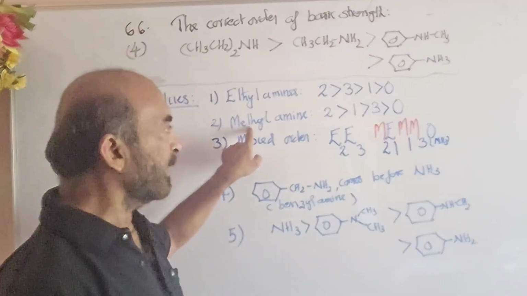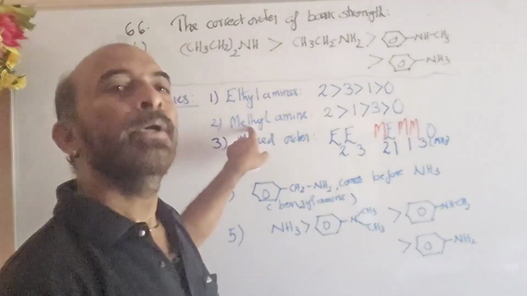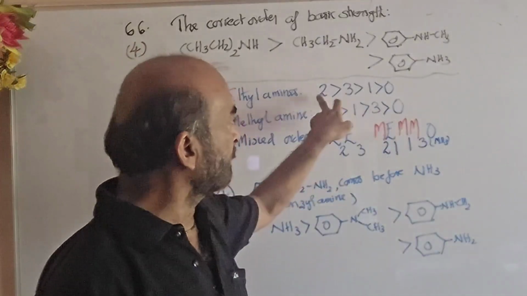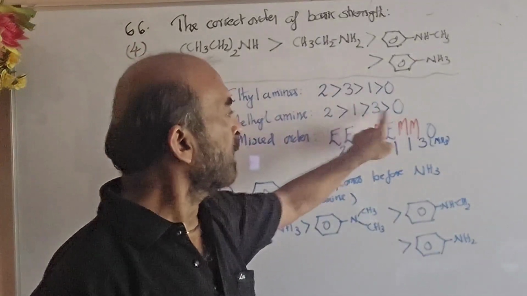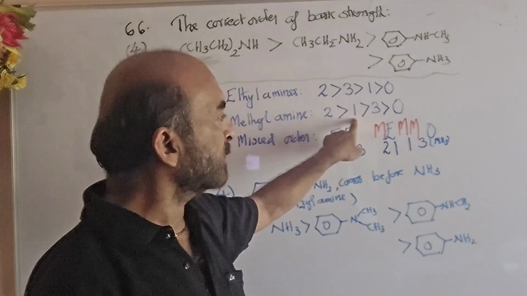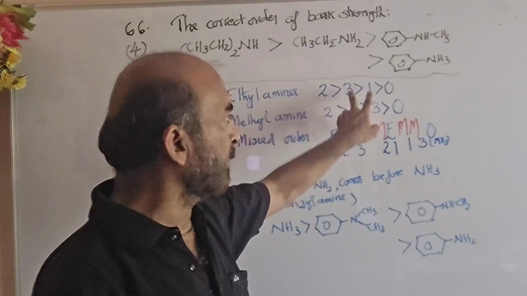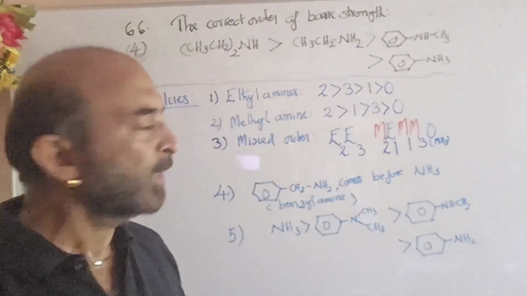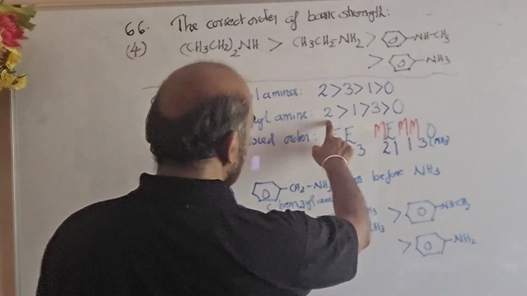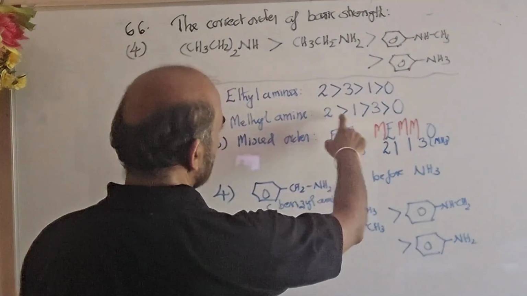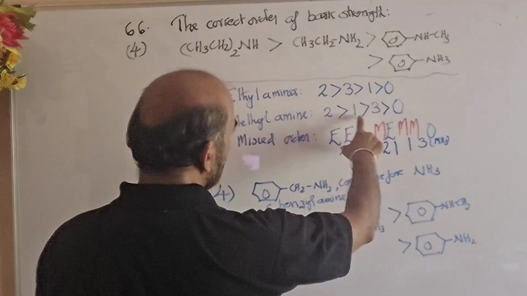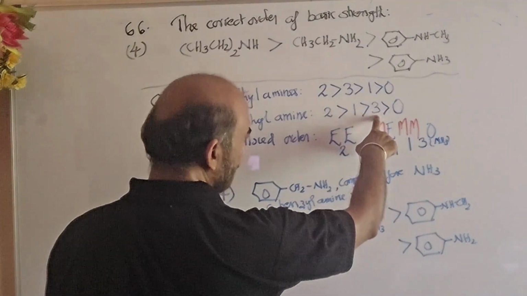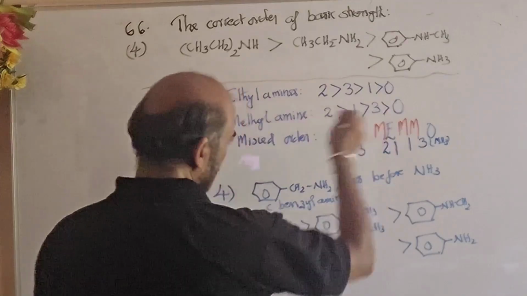If it is methyl instead of ethyl, the only difference is that first and last are the same, 2 and 0. But in between, for ethyl first comes 3 then 1, here first comes 1 then 3. You know that. That is N-methyl methanamine first, then methanamine, then N,N-dimethyl methanamine, that is trimethylamine, then ammonia.